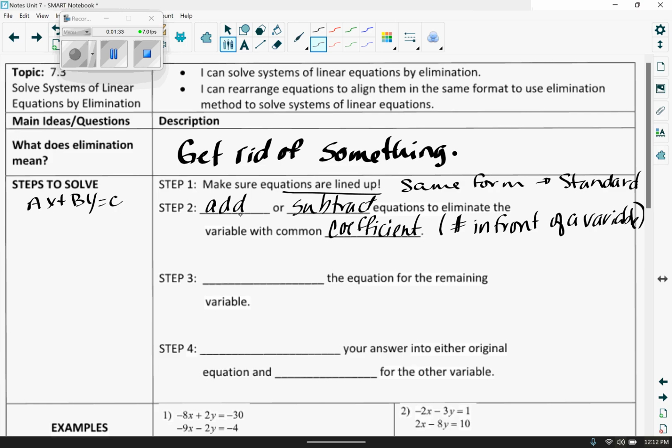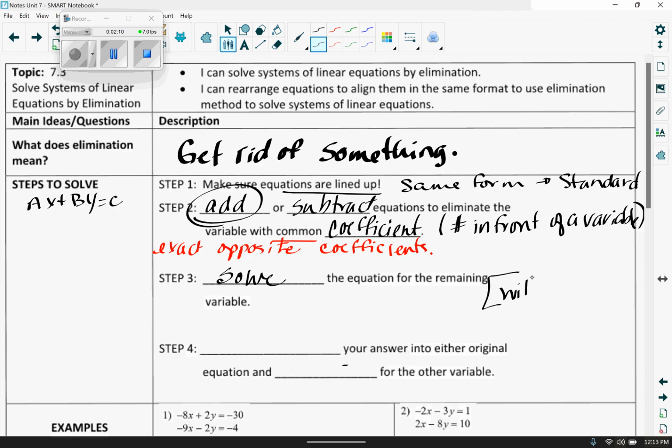However, I like to do adding regularly. So when I do my adding regularly, I like to have them have exact opposite coefficients. So common, but I want exact opposite coefficients, because then I can just combine like terms by adding. And then we're going to solve the equation for the remaining variable. At that point, you're going to have just one variable.